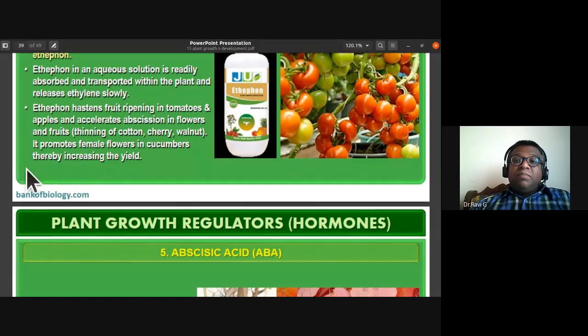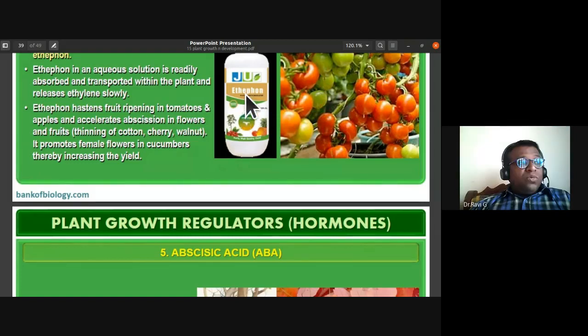And the more the number of female flowers, the more it can undergo fertilization and the yield would increase in the field. So that is how they are very helpful for the farmers in increasing the harvest of cucumbers, because they promote female flowers in the cucumber plant whenever they are sprayed with ethephon.